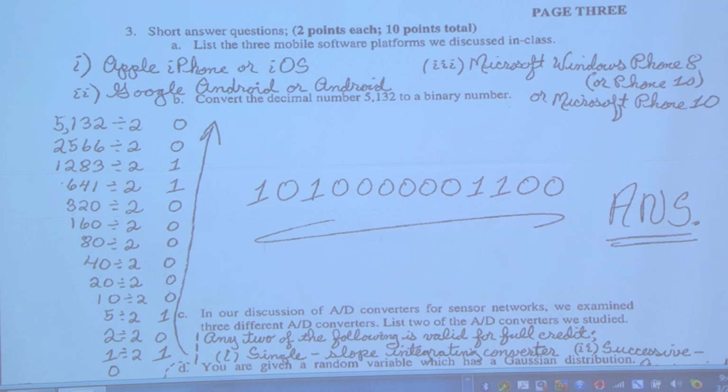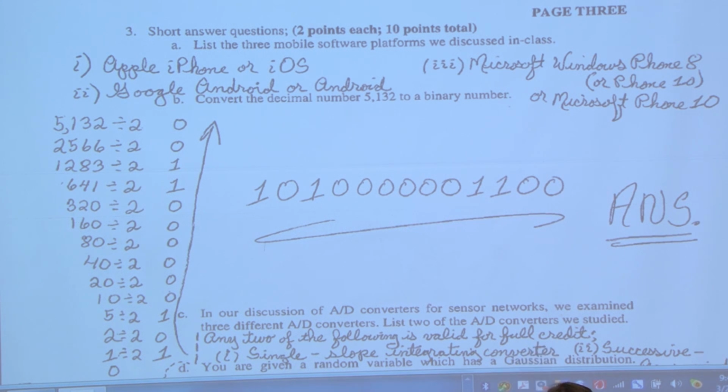So problem 3 is a bunch of short answer questions. I think we've covered all of these in class, so this shouldn't come as too much of a surprise. So I look here and say, great. What are the 3 mobile software platforms that we discussed briefly in the lecture on smartphones? Android, Apple iOS, and Windows. I had written Windows 8. They're now up to Windows 10.